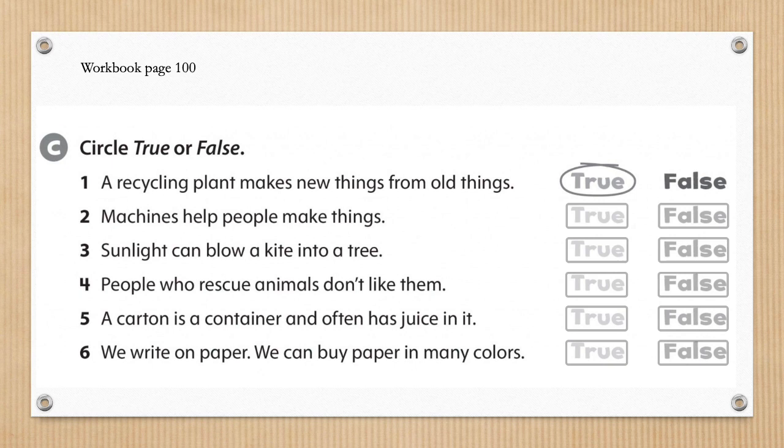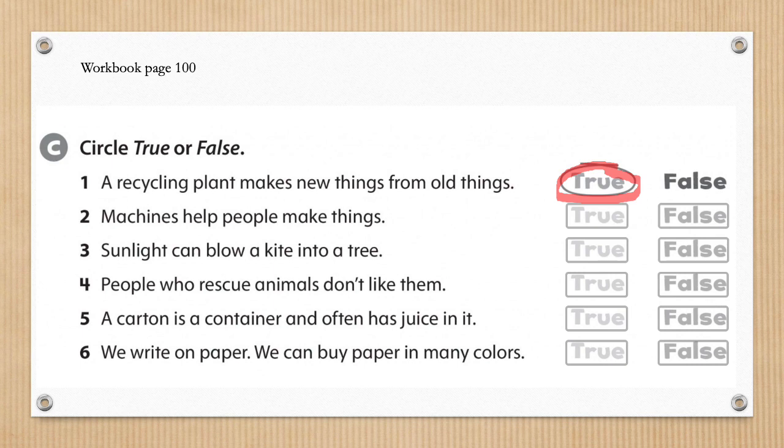Once we have finished activity B, we will move on to activity C. This is circling true or false. An example of this is number 1. A recycling plant makes new things from old things. Is that true or false? It is true. I would like you to please finish number 2, 3, 4, 5, and 6.